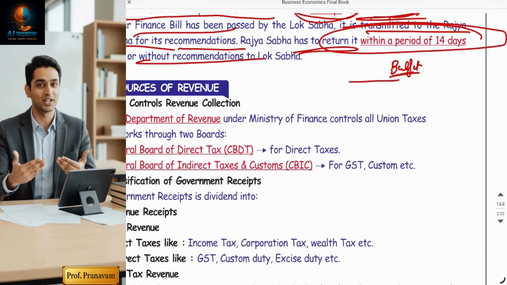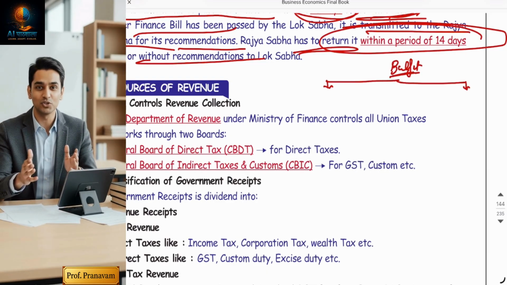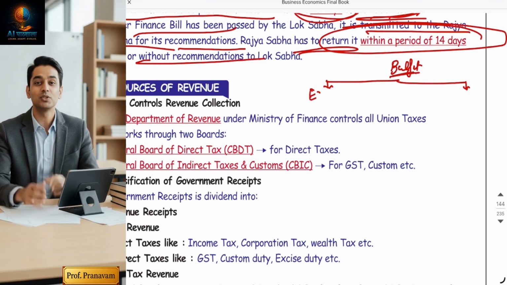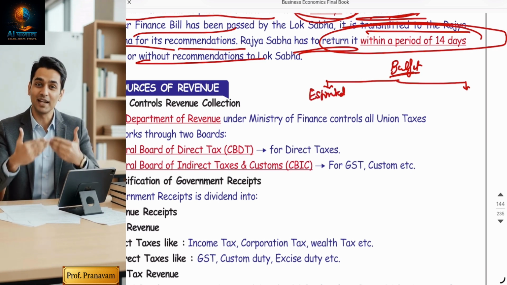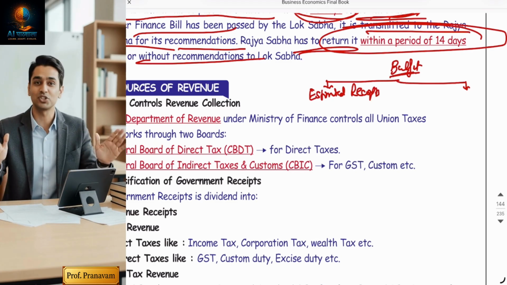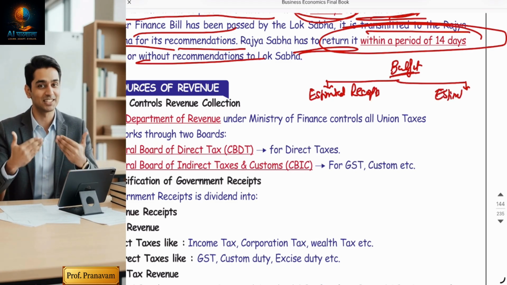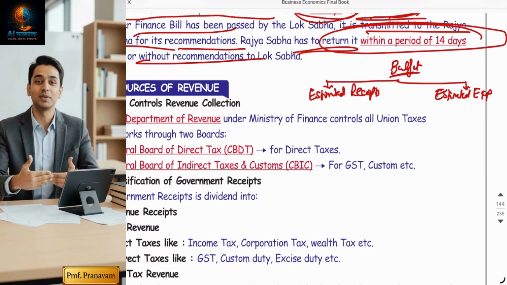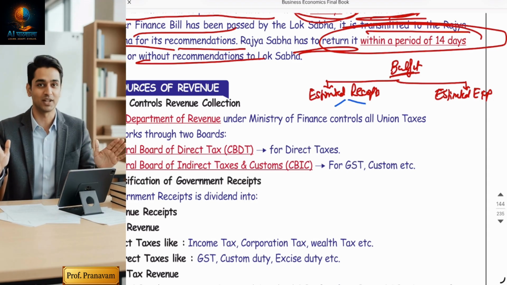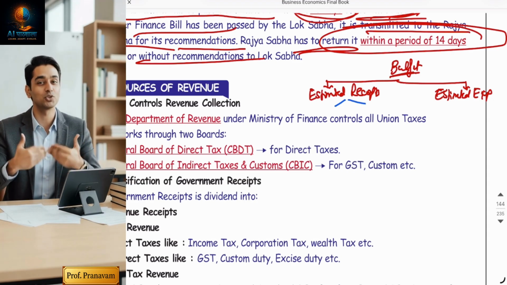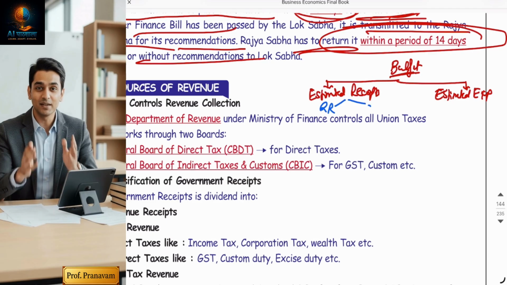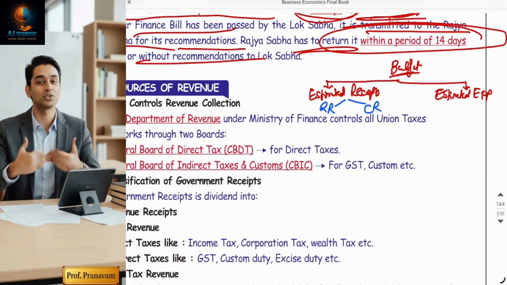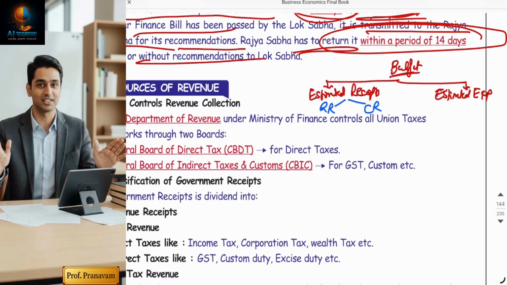The budget is actually divided in two parts. One is estimated receipts, another one is estimated expenditure. Estimated receipts are two: revenue receipt and capital receipt. Receipt means, from the entire year, from where money is going to flow to the government.